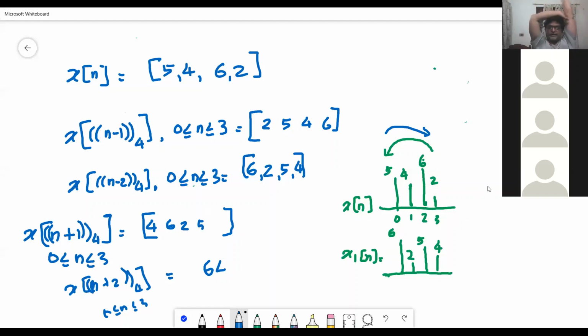Anyhow, you will understand that the rotation is in the positive direction, that is the counterclockwise direction, if you shift in the positive direction, and the rotation is in the clockwise direction if you shift in the negative direction. Okay. Now we will prove this property. So the proof is fairly straightforward.